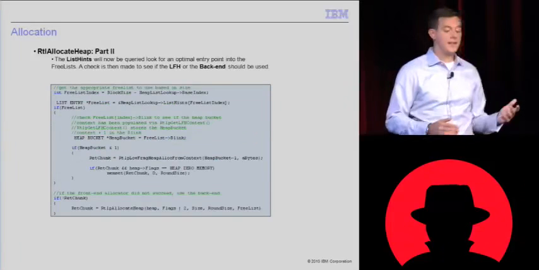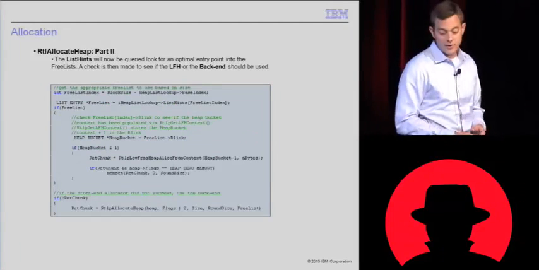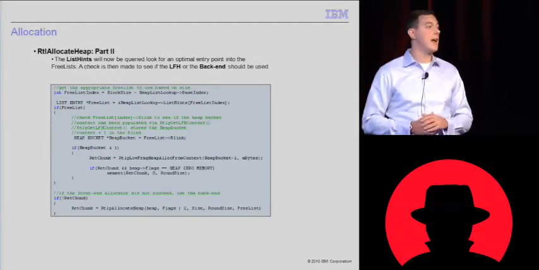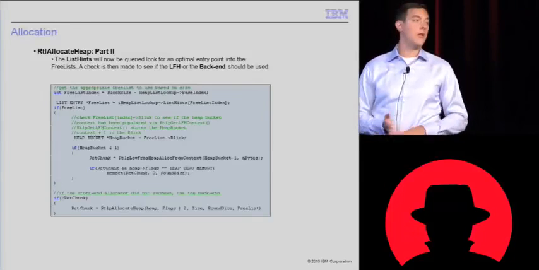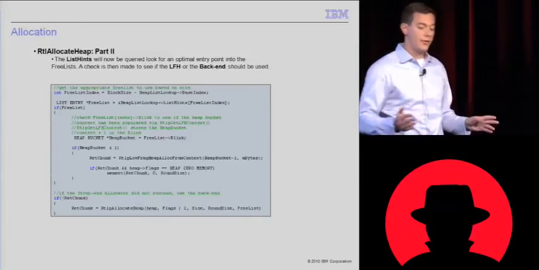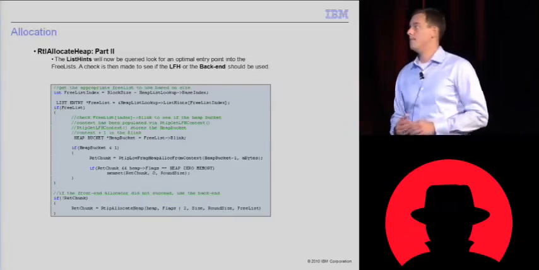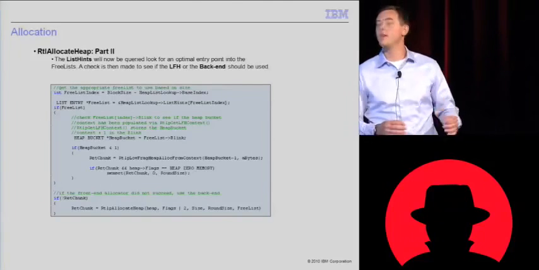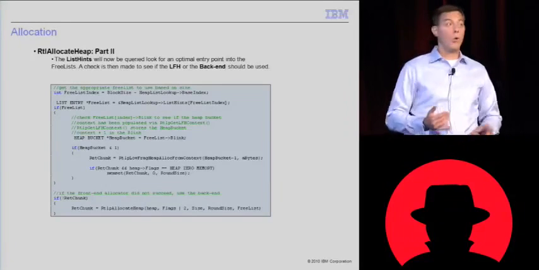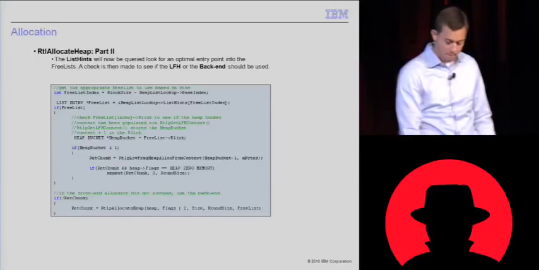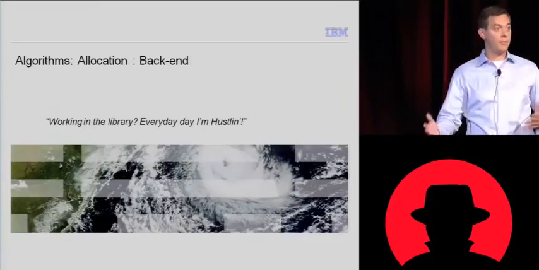OK, so now it has an index. What's it going to do? It's going to get the list hint for that certain index. And if that list hint exists and the backlink of it can be ANDed with 1, it's going to use the low fragmentation heap. If anything else fails, it will use the backend manager to service this request. I'd just like to reiterate that the backend manager is used in failure, whether there's no heap bucket or the front-end manager fails.